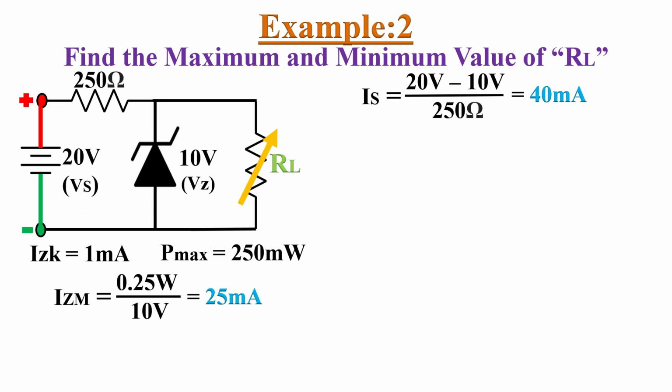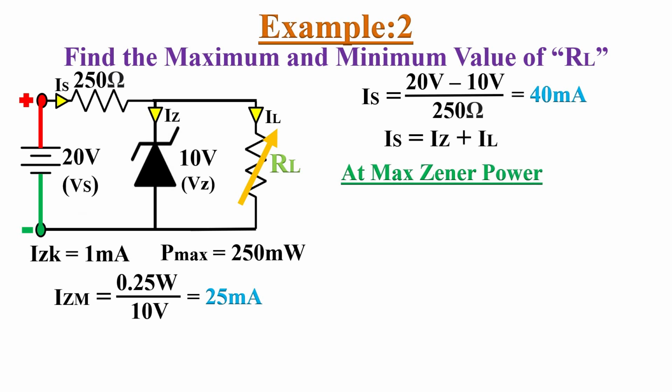As we know, source current Is equals Zener current Iz plus load current IL. Now look at the maximum power case. When the Zener current is at maximum, then the current across the load resistor IL equals the source current of 40 milliamperes minus the maximum Zener current of 25 milliamperes. That gives 15 milliamperes of load current.